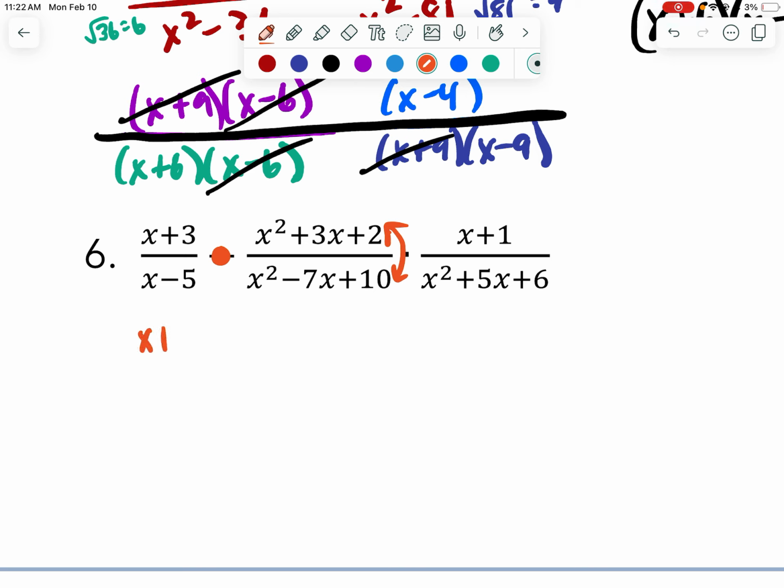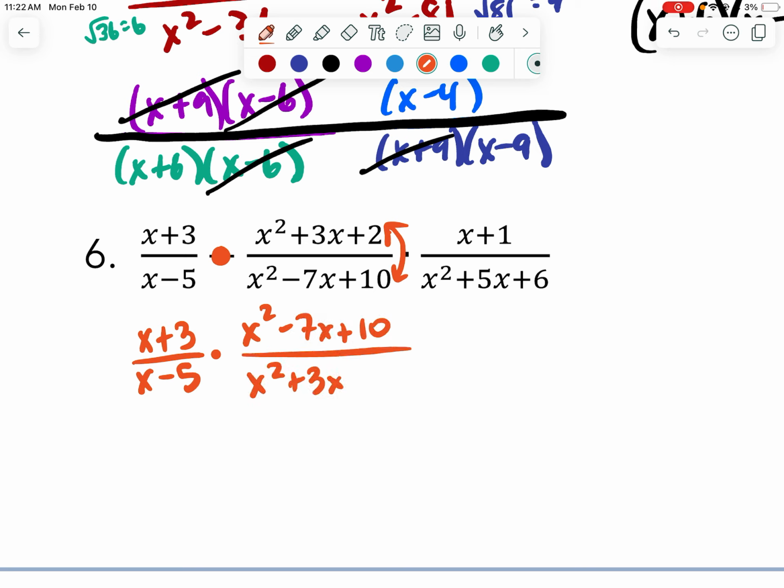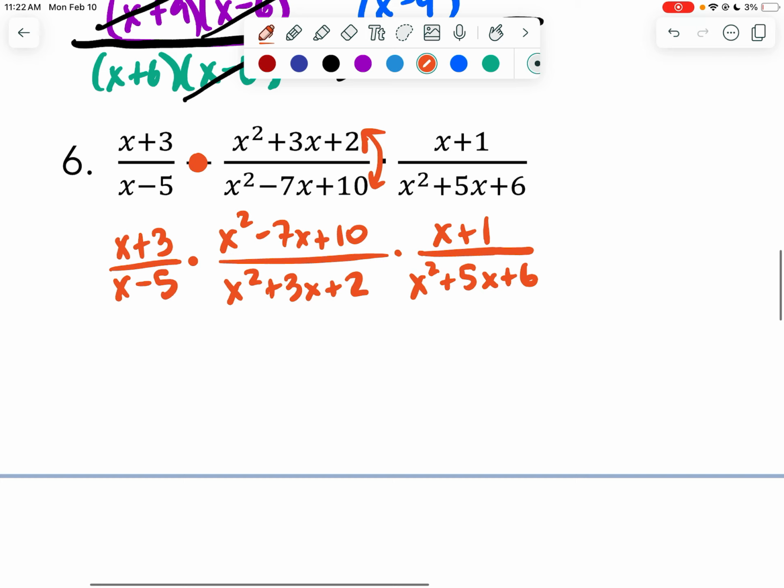Okay, so if I rewrote this, it's x plus 3 over x minus 5 times x squared minus 7x plus 10's on top, x squared plus 3x plus 2's on bottom, and I'm going to leave that last one alone because that's still times. If that said divide, then you could flip it too, but it says times. Okay, and then it's just like the other ones. Now you just see you have even more. So the first one, I'm not actually going to change. X plus 3, x minus 5, can't do anything there.